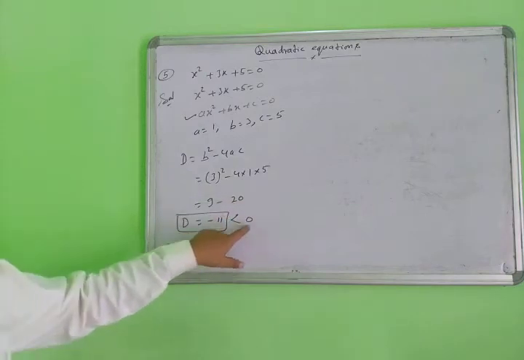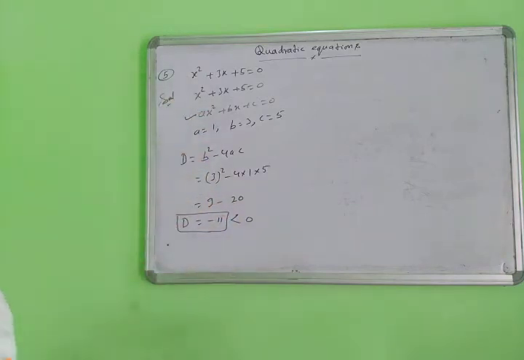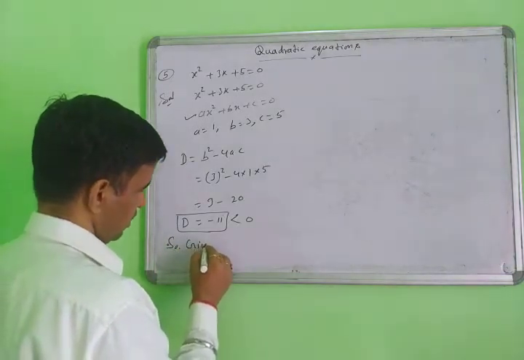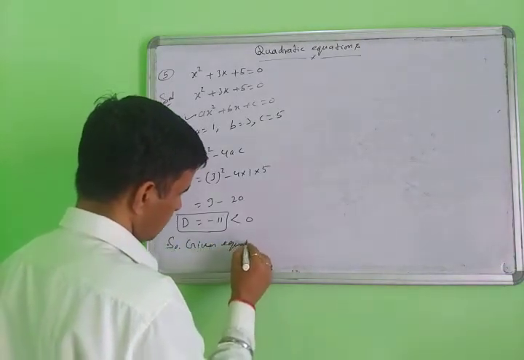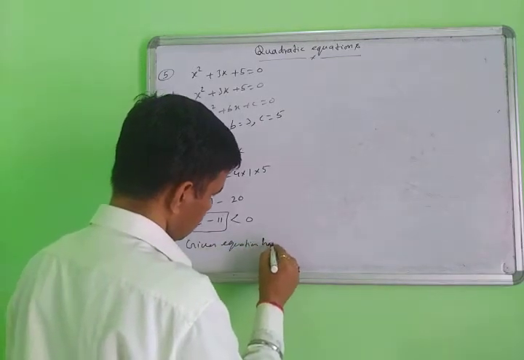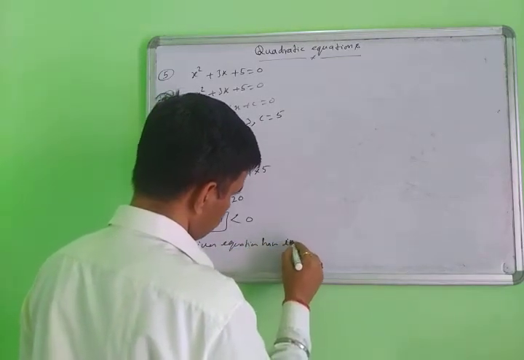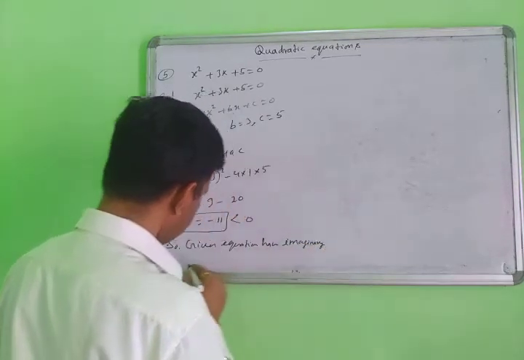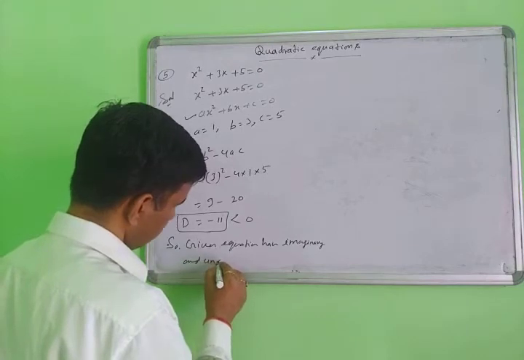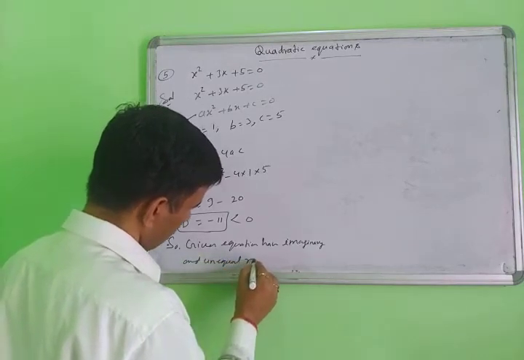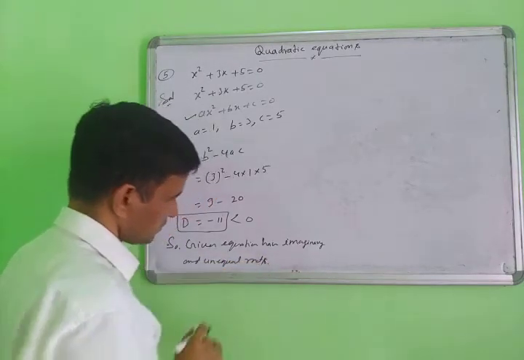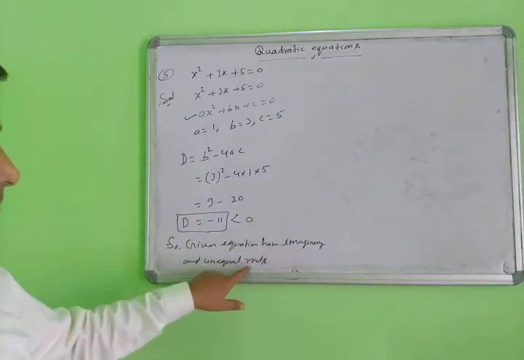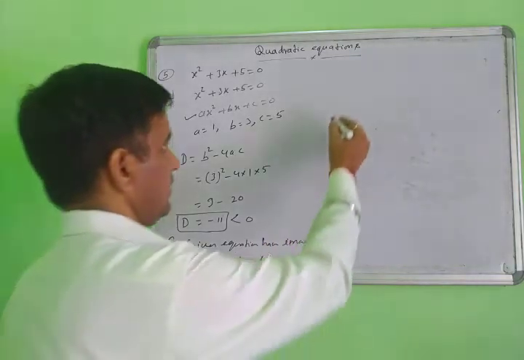Subtract the 11. This is less than 0. It means the given equation does not have real roots. So the given equation has imaginary and unequal roots.